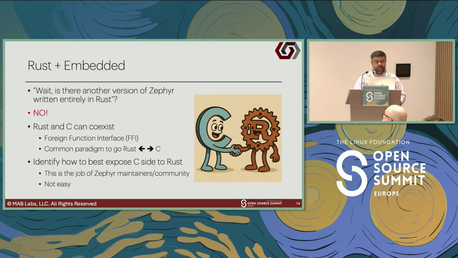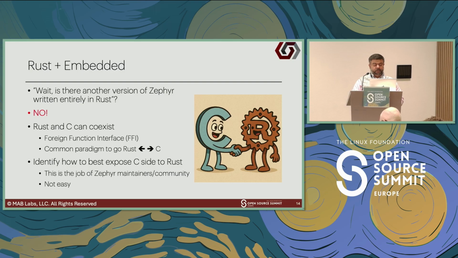So then, if you're new to this sort of thing, the question is, we're talking about Zephyr, we're talking about Rust. Is there another version of Zephyr that's written entirely in Rust? No. One of the cool things about Rust is that both it and C can coexist. Rust leverages what's called a foreign function interface, which is the paradigm to go between Rust and C.